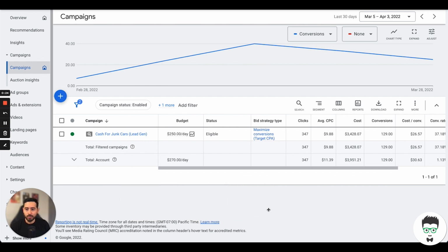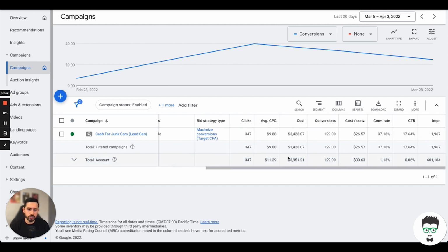So right out the gate, if you notice, we are spending $250 a day in this campaign. And over the last 30 days, it's generated around 129 leads at a cost of $26.57 a lead. And then it's converting at a rate of 37%, which is really good. And then if you notice here, they've spent close to $3.5K in the last 30 days.